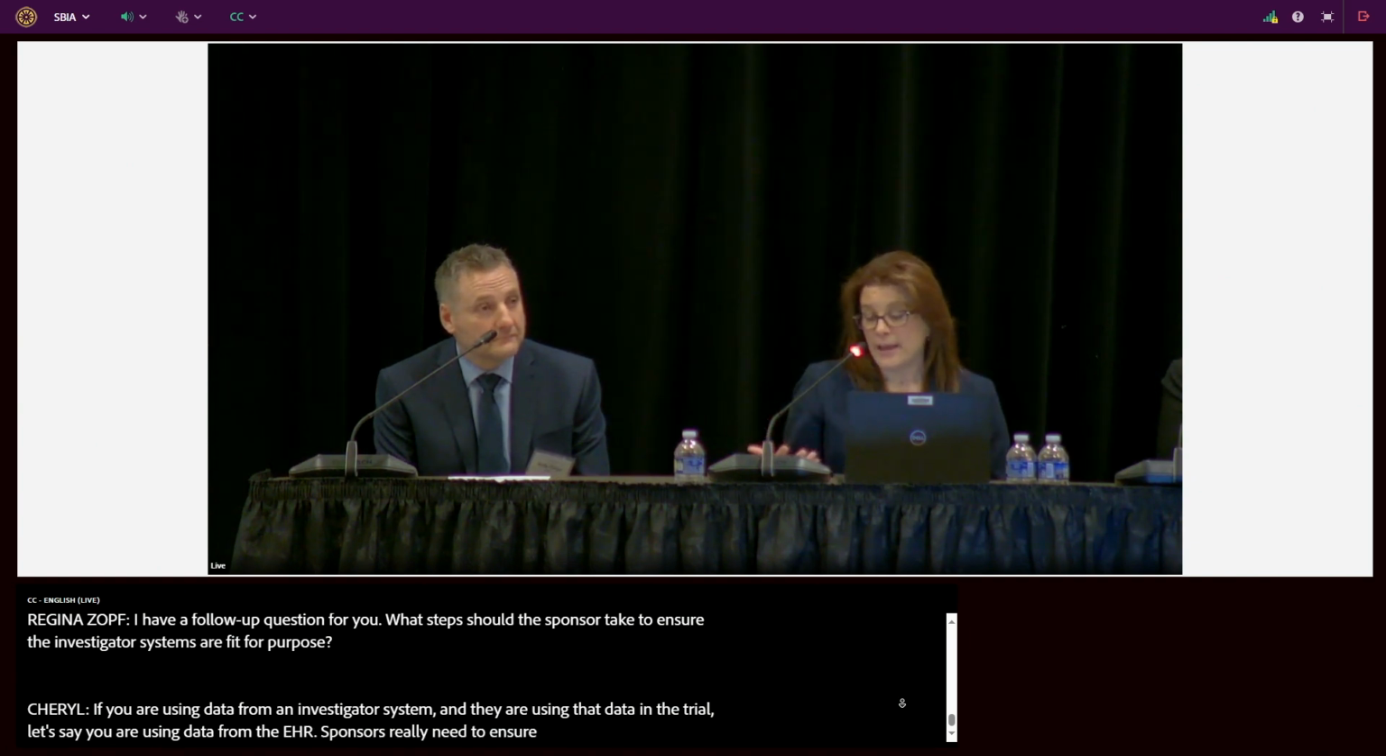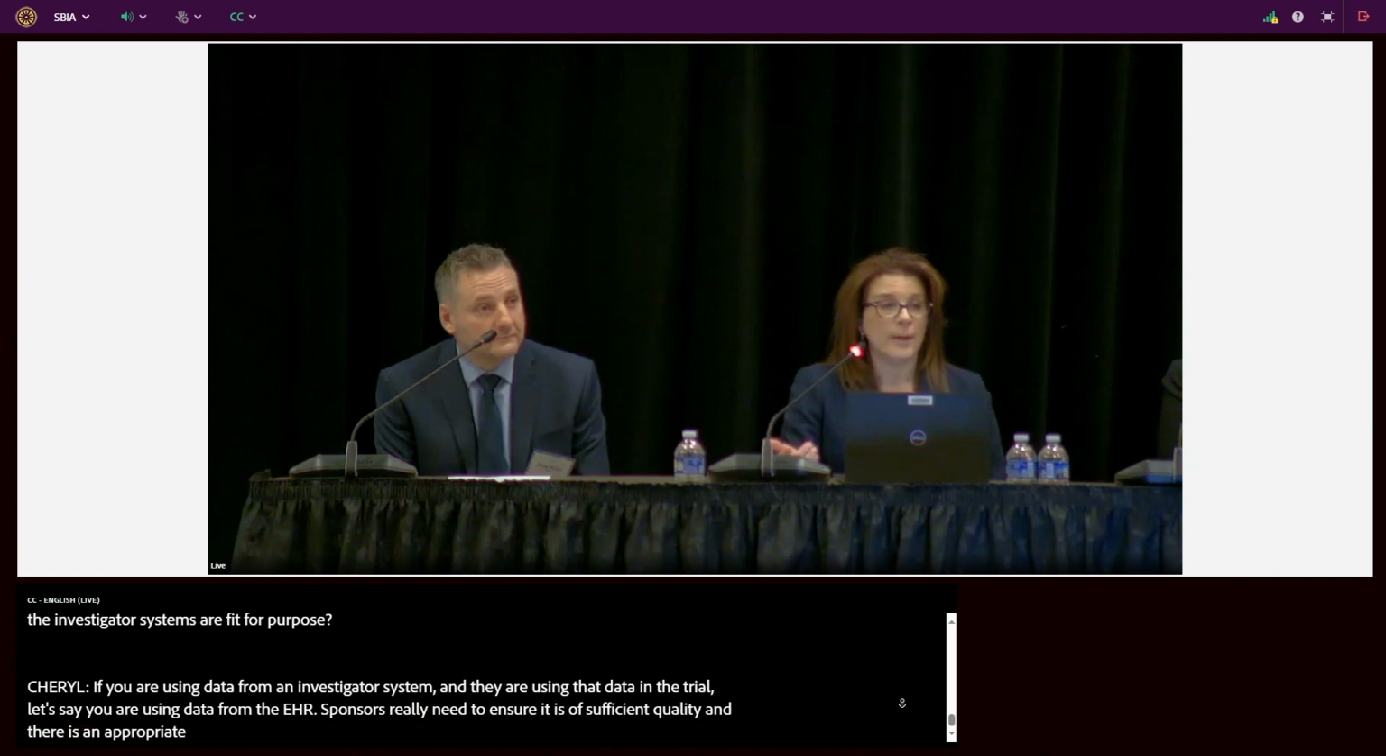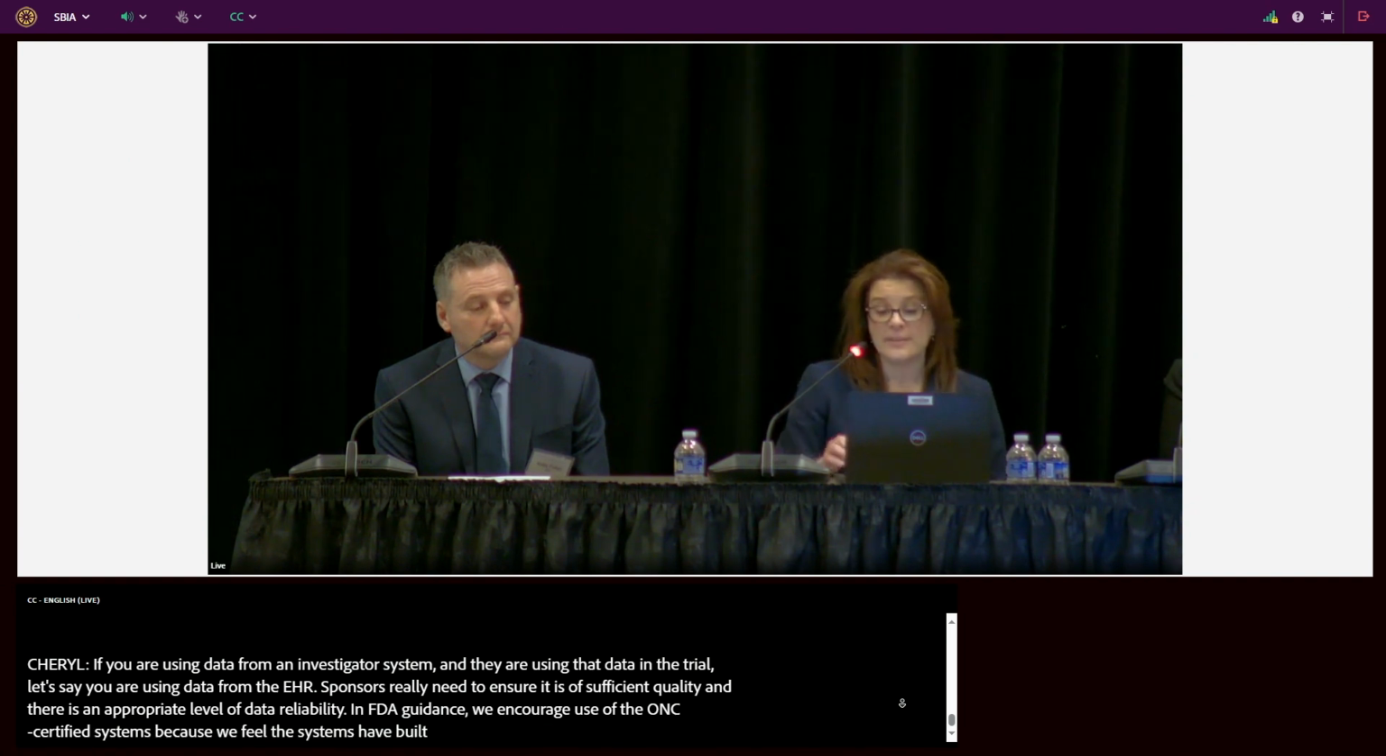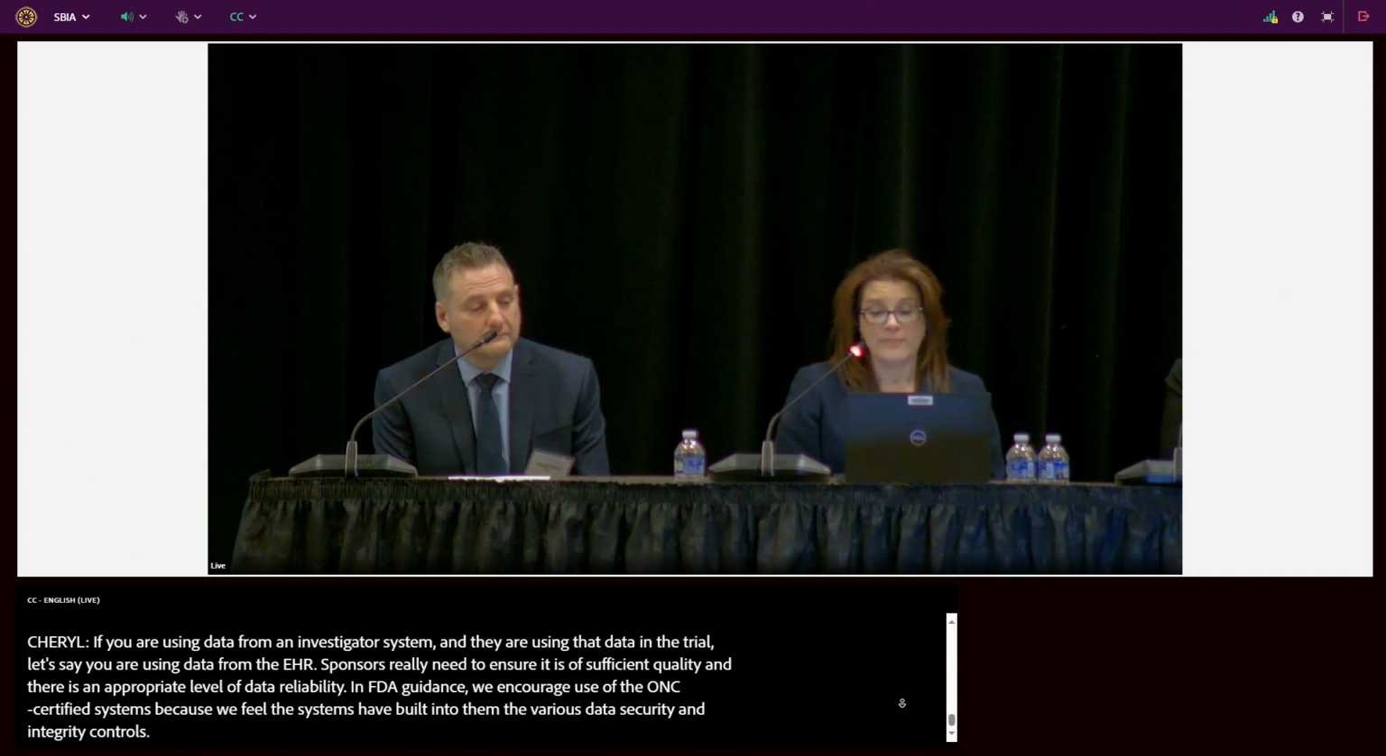In FDA guidance, we encourage use of ONC certified systems because we feel these systems have built into them the various data security and integrity controls. However, if the system isn't certified, then you'll want to ensure that there are adequate privacy and security controls in place to ensure data confidentiality and integrity.